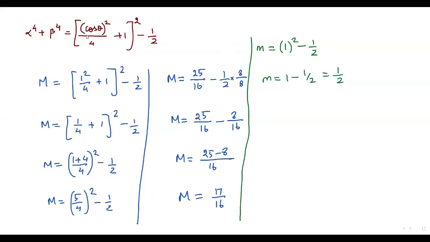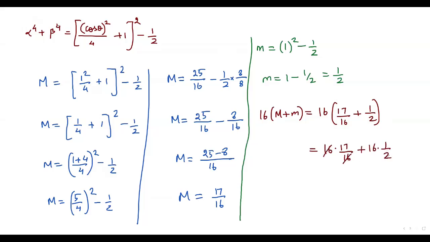But our aim is to find the value of the expression 16 times capital M plus small m. So here 16 times, the value of capital M is 17 over 16, plus small m is 1 over 2. Now we can distribute this 16 to this one and this one. When I do so, I'm getting 16 times 17 over 16, plus 16 times 1 over 2. So here 16 will cancel. 2 goes into 2 one time and 2 goes into 16 eight times. Then I'm getting 17 plus 8. So finally I'm getting 25. So the value of the expression 16 times capital M plus small m is 25.